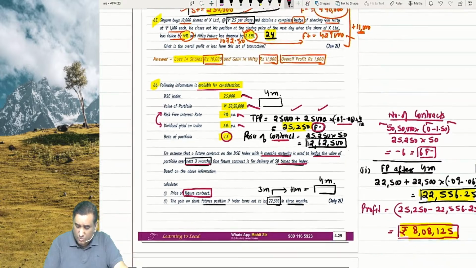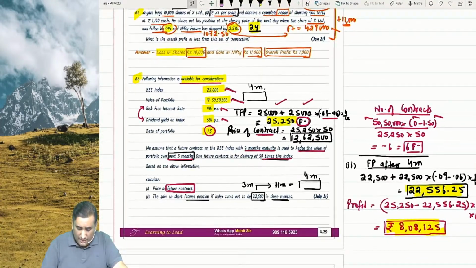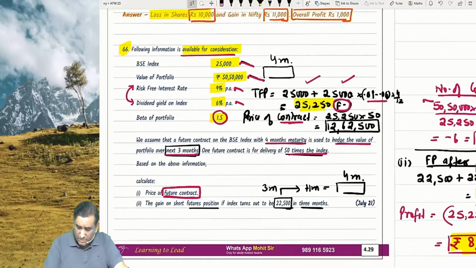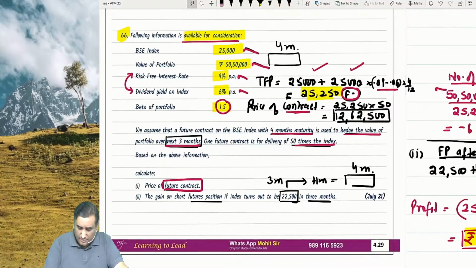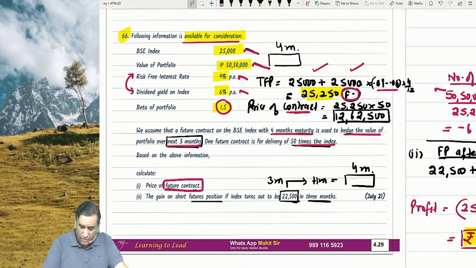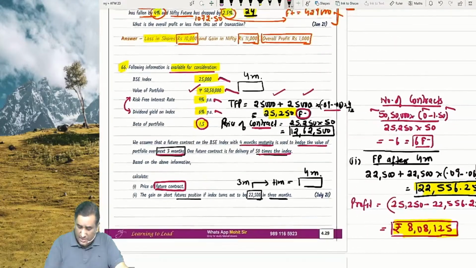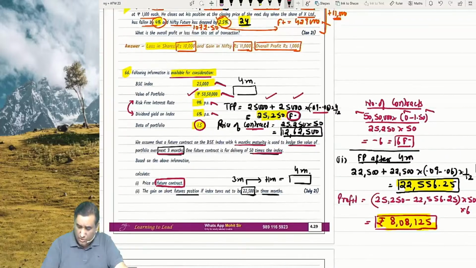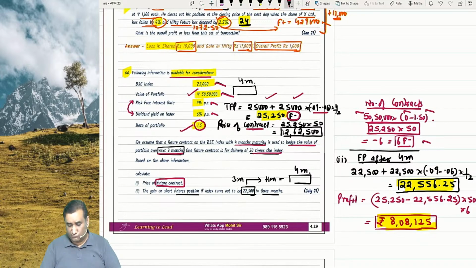12 lakh 6500, and then he is asking how much to hedge. What is the value of the 50 lakh portfolio? Desired beta is nothing mentioned. Beta of the portfolio 1.5, and this you can directly write: 12 F minus 6 F.